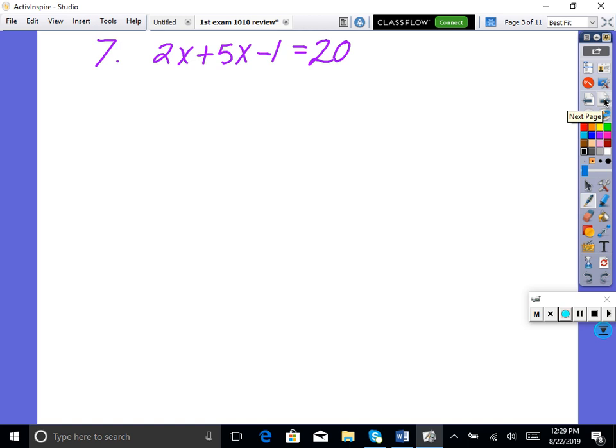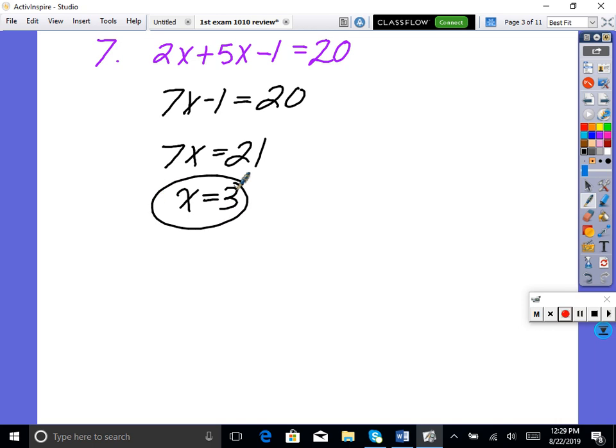Number 7, solve for x. Pretty straightforward. Combine your like terms. 7x minus 1 equals 20. Add your 1. 7x equals 21. X equals 3. That is considered a conditional. Make sure you know these, conditional solution.